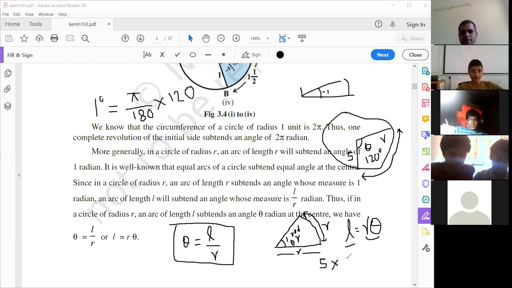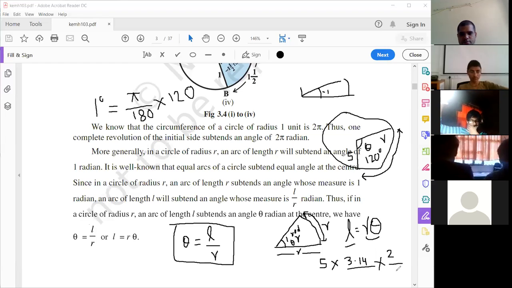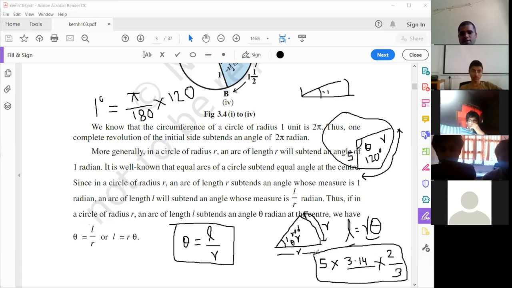Let's say we take pi as 3.14. 3.14 by 180. So if you divide 120 by 180, it will come 2 by 3. So this is the value. If you calculate it, this many meters will be the length of the arc. You divided it by 60, so you got 2 here and 3 here.